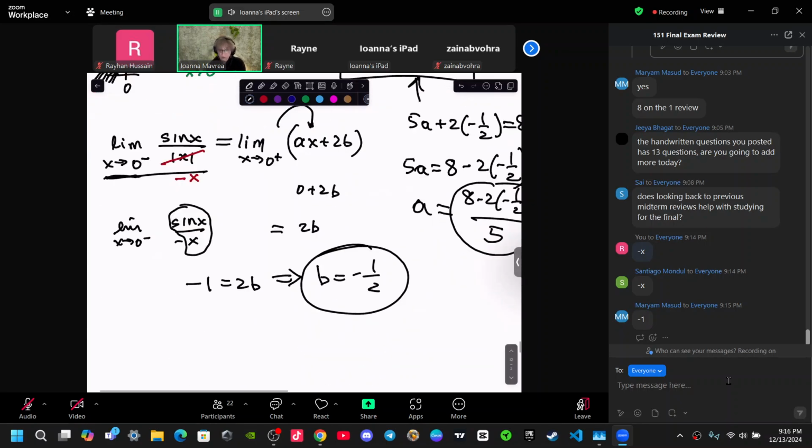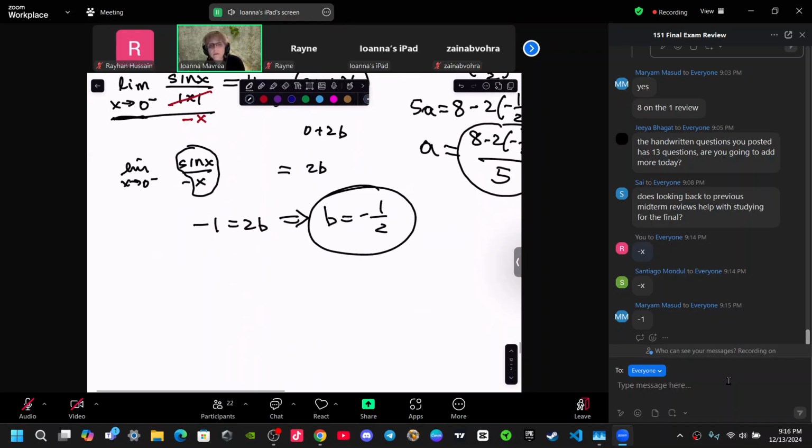So anyway, you found A and B, right? This type of question can show up again. There's a similar question that I wrote. Do that one as well. But that's the idea. You take a limit, limit, limit, limit, and then you have enough equations to solve for A and B.